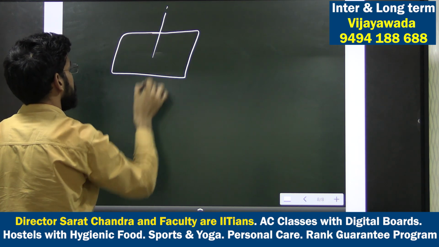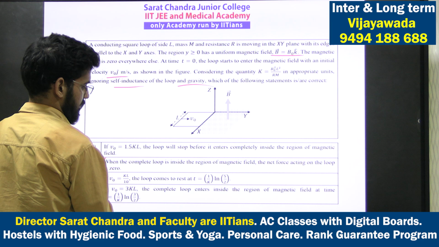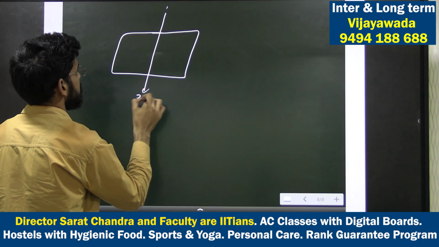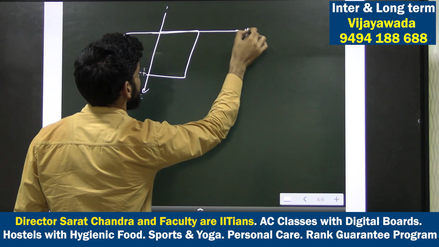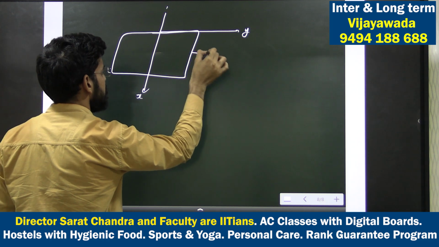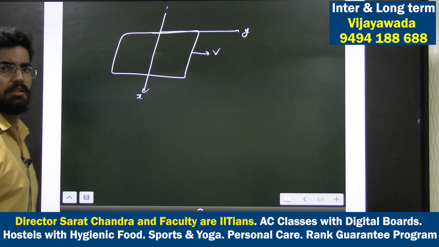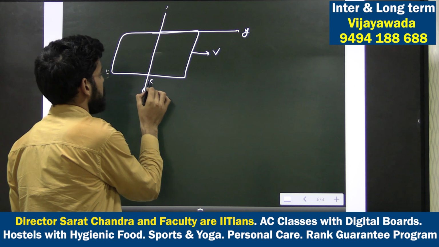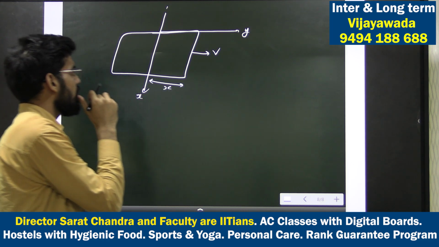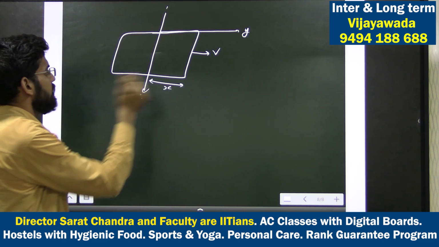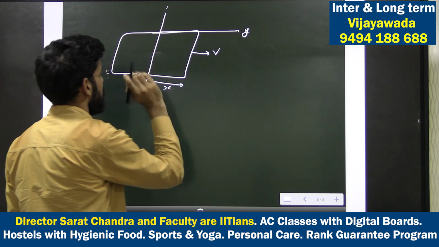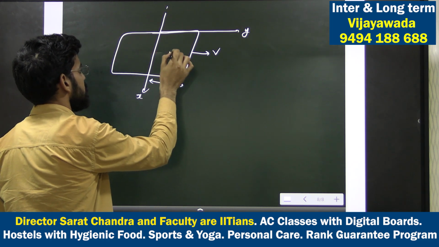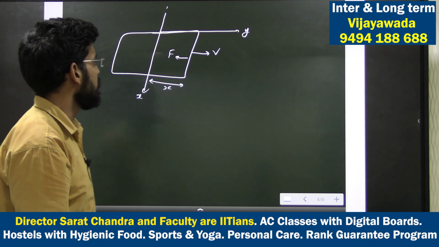A little bit has entered. This side is your x-axis, this is your y-axis. At this point of time its velocity is v. Let's say it entered some x amount, and so it is experiencing a force in the backward direction. As you know, many questions you have done, we have to write down the force value.